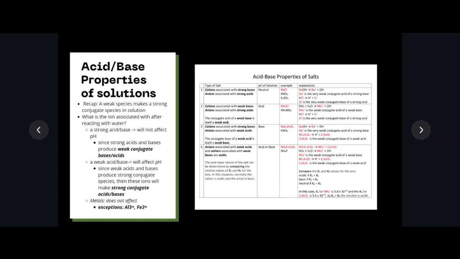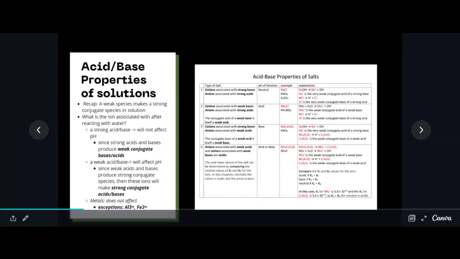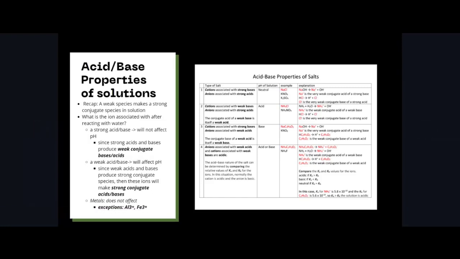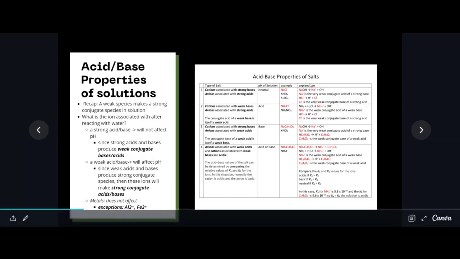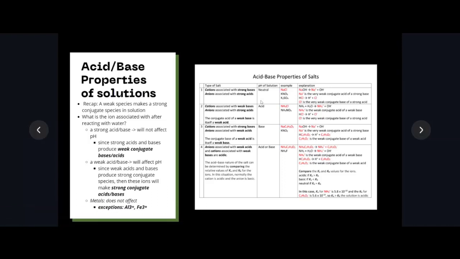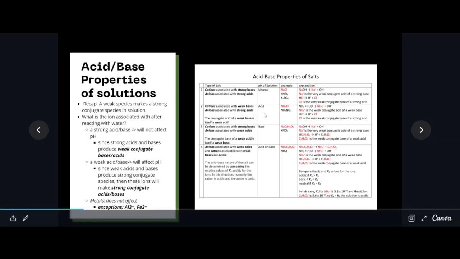So in solution, because it is the byproduct of a strong acid, its conjugate base is going to be weaker. Cl- is the very weak conjugate base of a strong acid, and therefore it's not going to affect pH. This is a little bit confusing, but we're going to do some practice, so hopefully you'll get the hang of it. And if you have any questions, feel free to type them in the chat too.